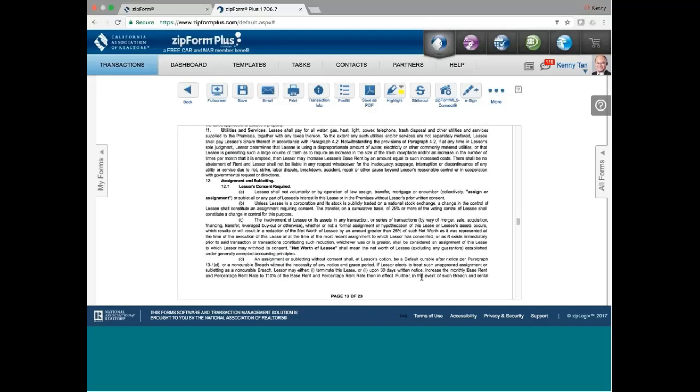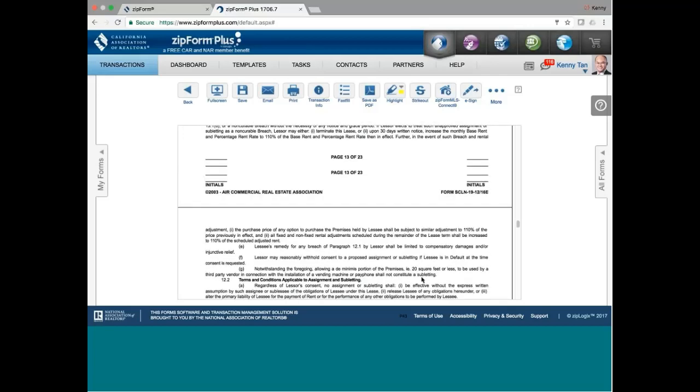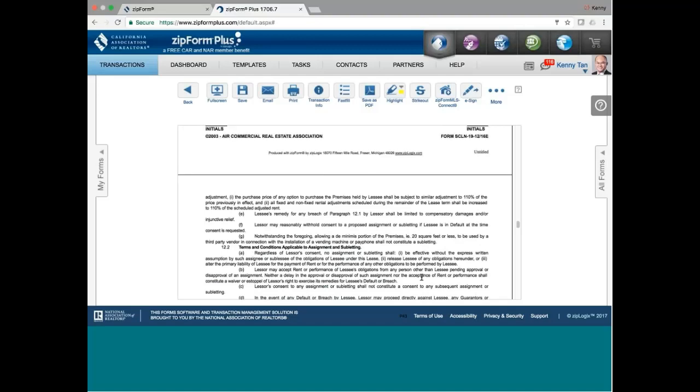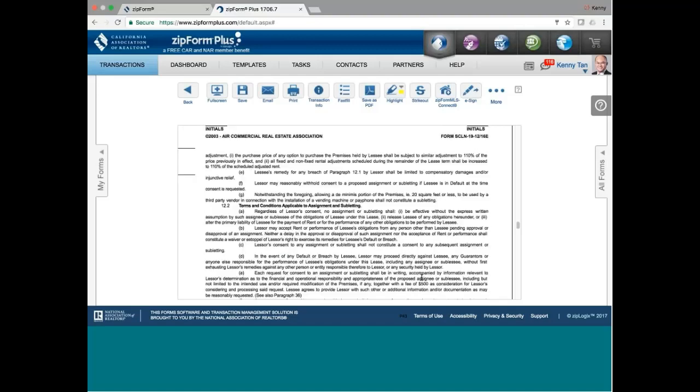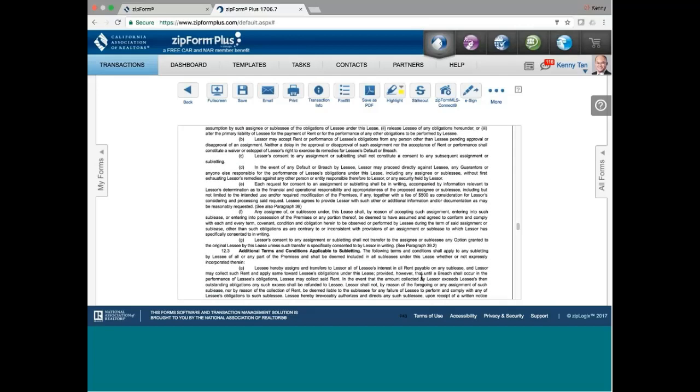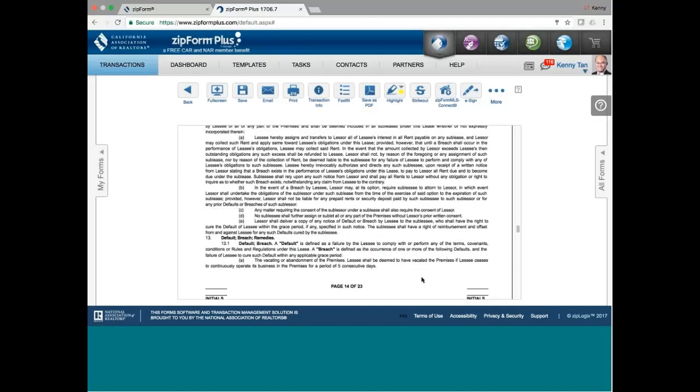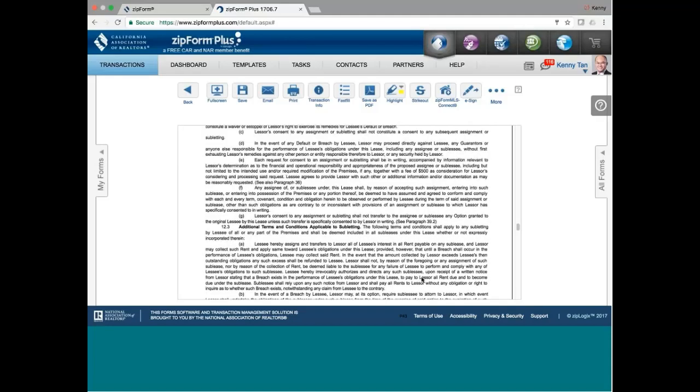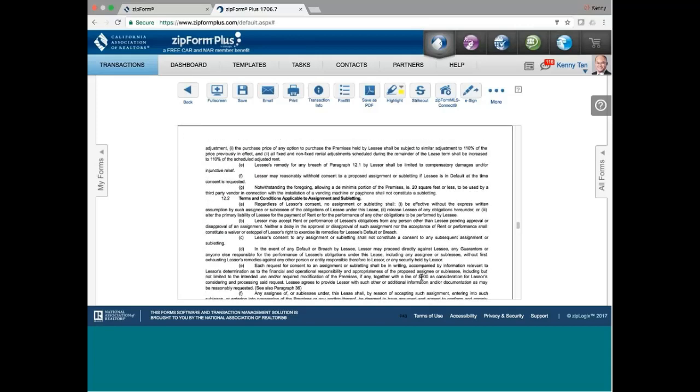I think we covered assignment and subletting, although I don't think we quite finished it the last time. So I will cover a little bit about assignment and subletting today. Assignment means a transfer of the entire lease to another person or entity. That's what assignment means. Subletting means a partial transfer of the lease to another person or entity.